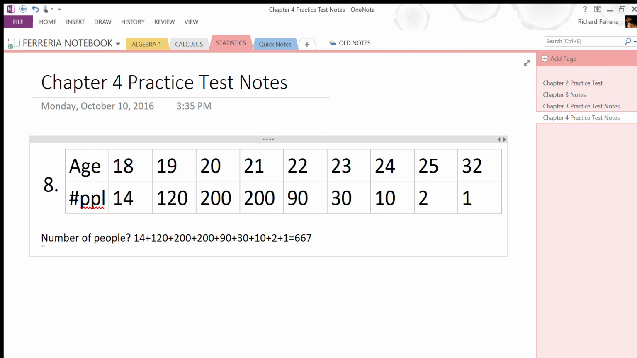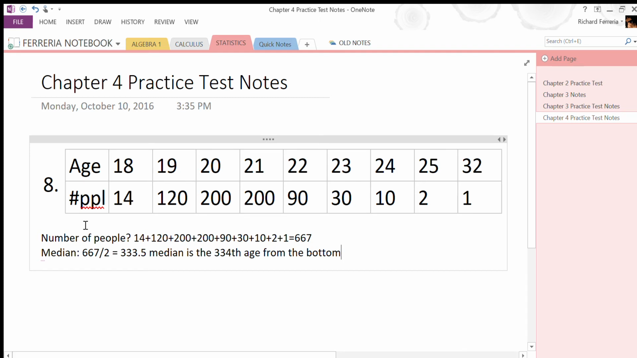667 divided by 2. So the median is the 334th age from the bottom. Okay, so that shouldn't be really a concern right now. Does everyone get that, right? So where would the 334th be?